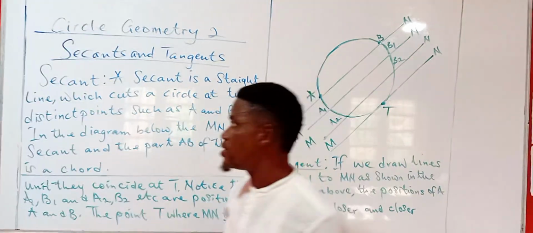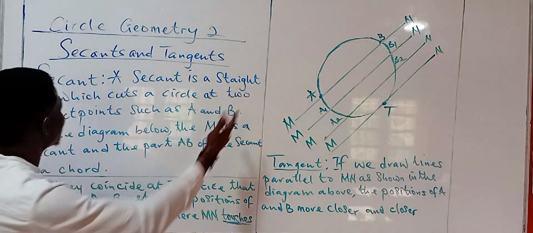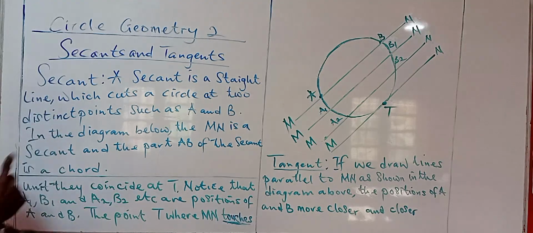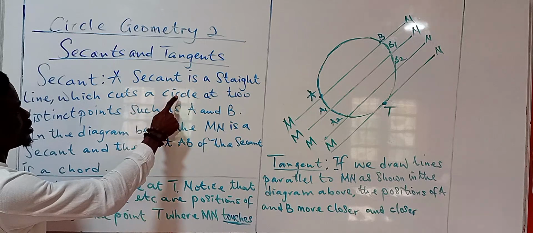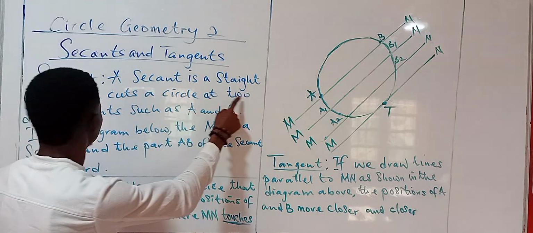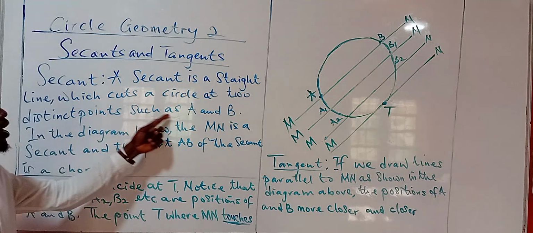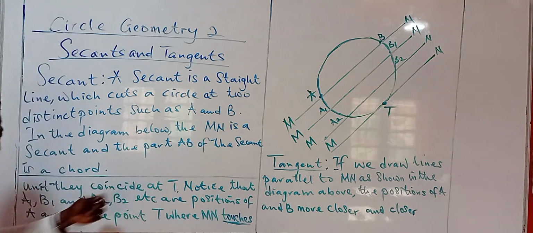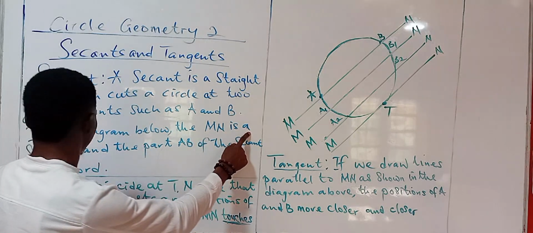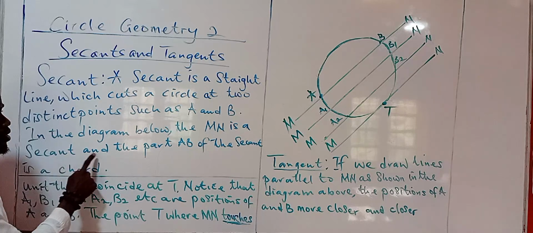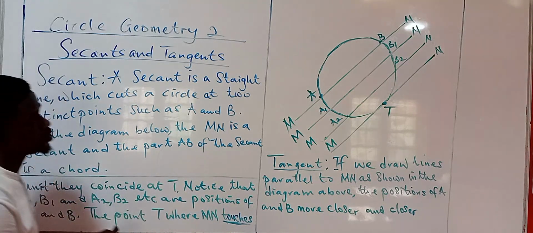Now let's look at the secant. A secant is a straight line which cuts a circle at 2 distinct points, such as A and B. In the diagram below, MN is a secant, and the part AB of the secant is the chord.